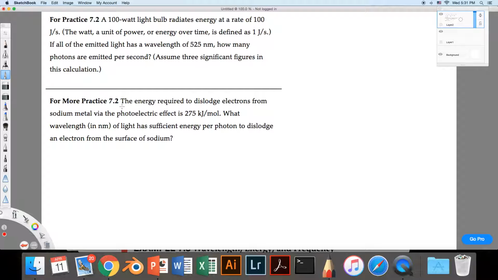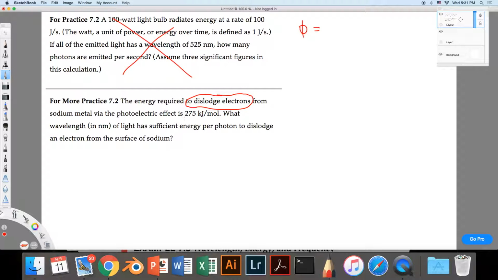Okay, so a student asked for a question from 4 more practice 7.2. So let's look at this. We're not doing this one up here. Okay. The energy required to dislodge electrons. Okay, I see dislodge electrons via the photoelectric effect, and I think binding energy. Remember that? Okay. Now we're not going to put it into a formula, I don't think, but I just want to make notes, right? Keep everything categorized.